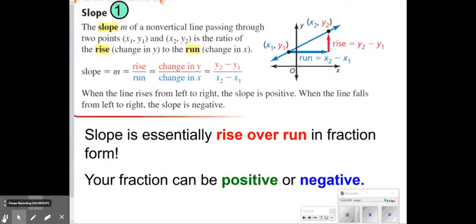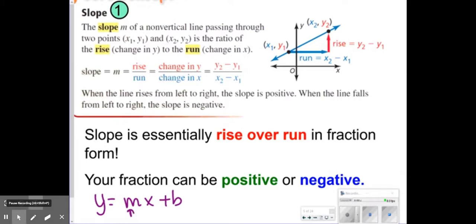The first thing we want to talk about is what is slope. Okay, so there's a lot of information here on the slide, so I'm going to run down it for you real quick and then show you the important things to write in your notes. For slope, it represents m in your slope-intercept form, and so we're going to be seeing this equation a lot.